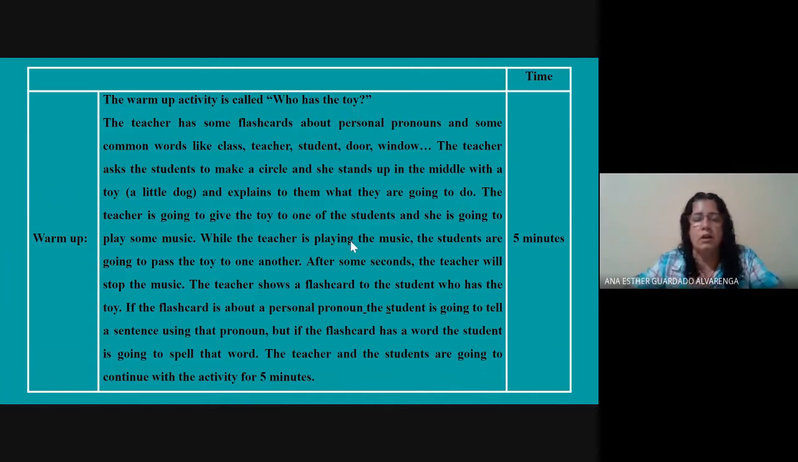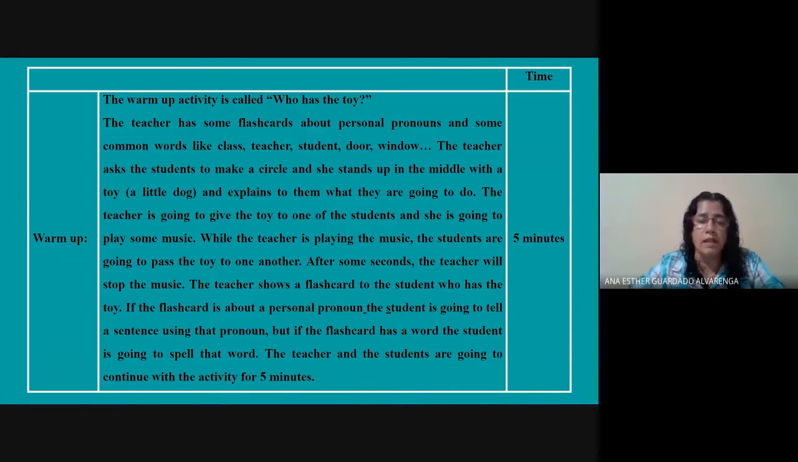Well, the teacher is going to explain to the students what the warm-up is about. She's going to ask the students to make a circle, and she's going to stand in the middle of the circle. She's going to give a toy to one of the students, and this student is going to pass the toy to the rest of the students. They are going to pass it to each other, and the teacher is going to play some music for some seconds.